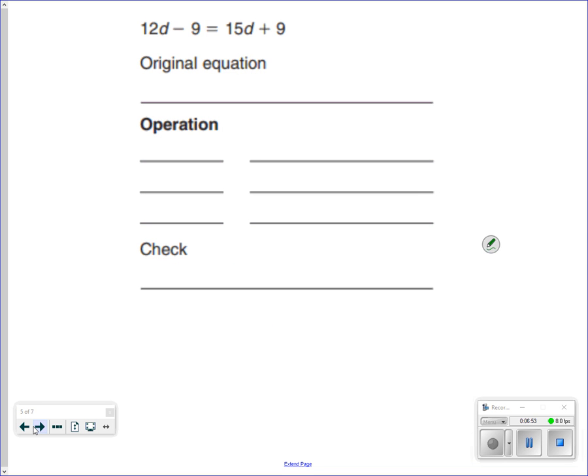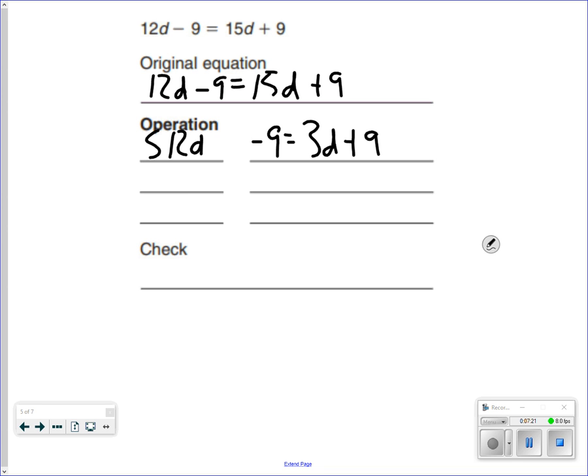That was confusing before. Okay, writing out this equation over again. I have 12d minus 9 equals 15d plus 9. Well, the first thing I need to do here is subtract the 12d. So that means I'm over here with a negative 9 equaling 3d plus 9.